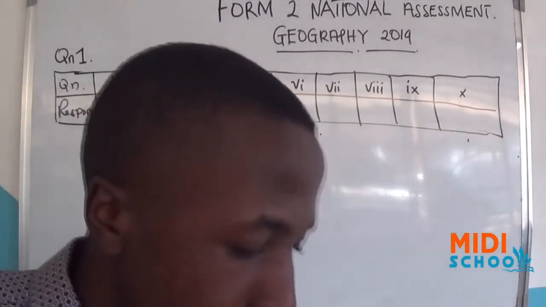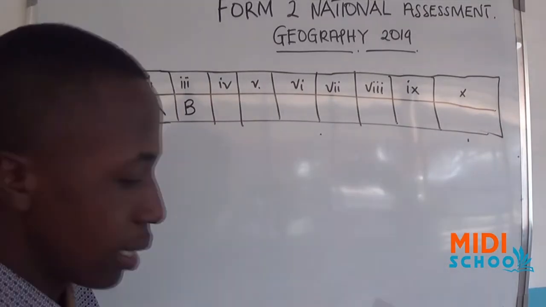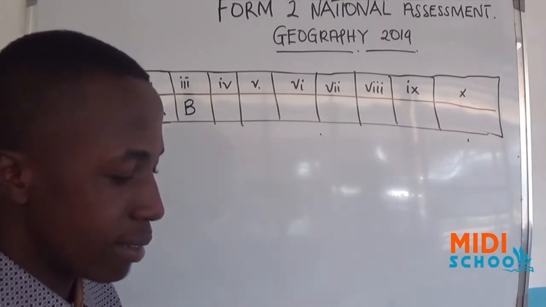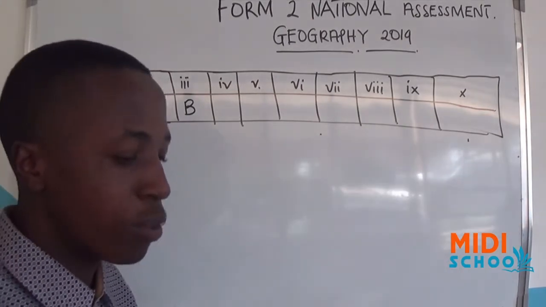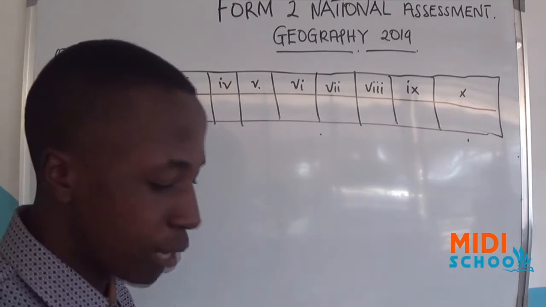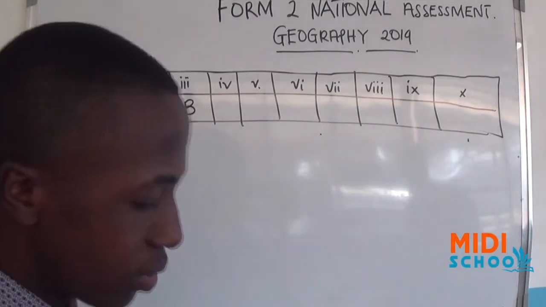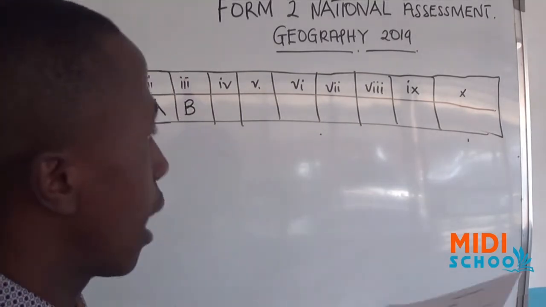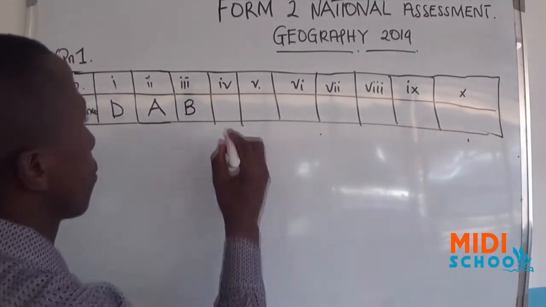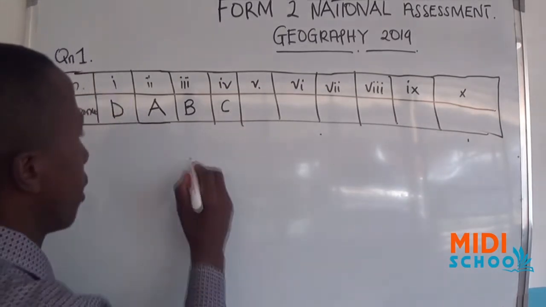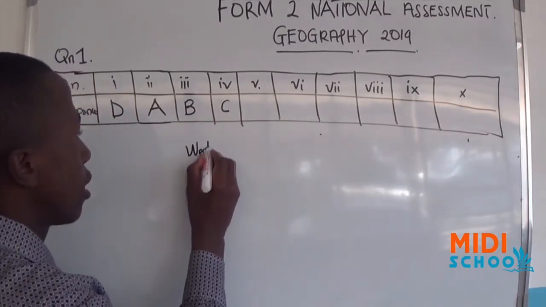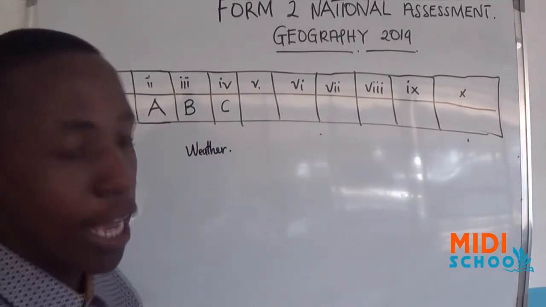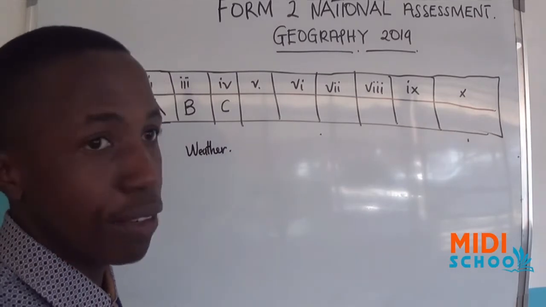Number four, the condition of atmosphere that is recorded for a short period of time is known as A, climate, B, rainfall, C, weather, and D, temperature. Our answer is C, weather. Weather is a condition of atmosphere that is recorded for a short period of time, specifically a day.